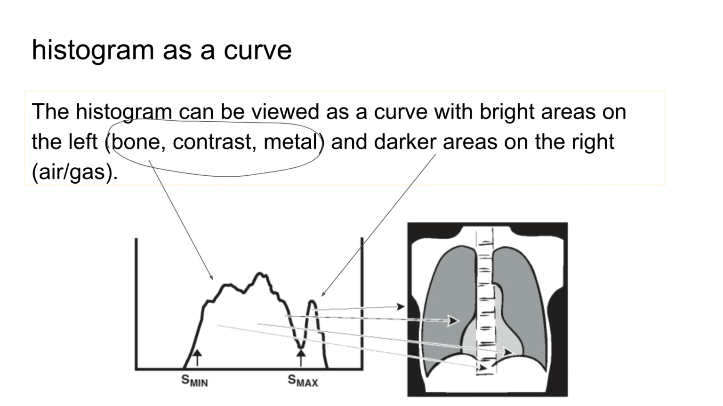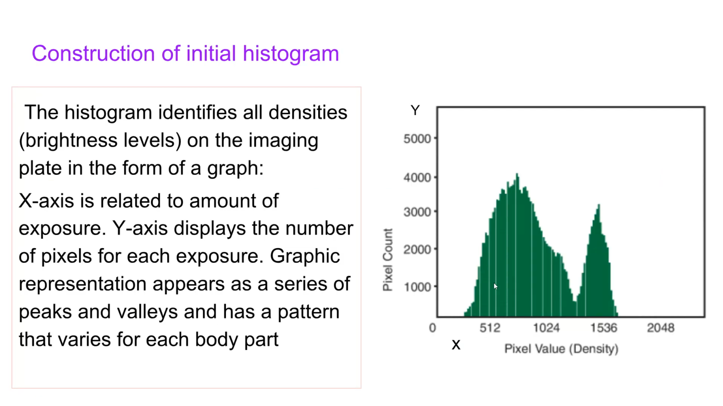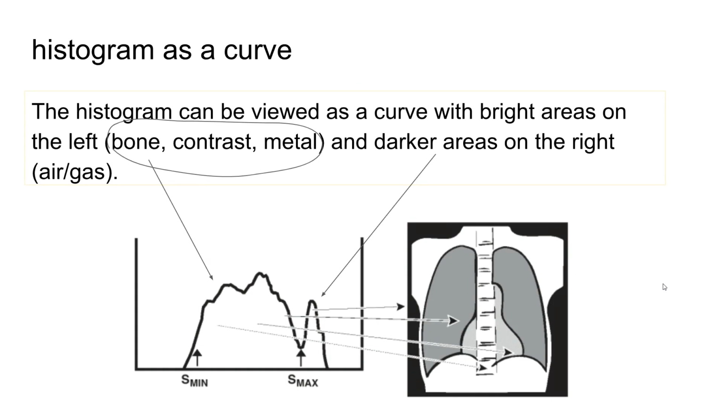So often your histogram can be depicted as a curve instead of the bars that you saw. It's basically the same, right? If I go back a slide and draw a line over the peaks and valleys, I get something that looks like this here. How do you read these histograms? Left side of the histogram, brighter, lighter pixels. Right side of the histogram, they get darker and darker.